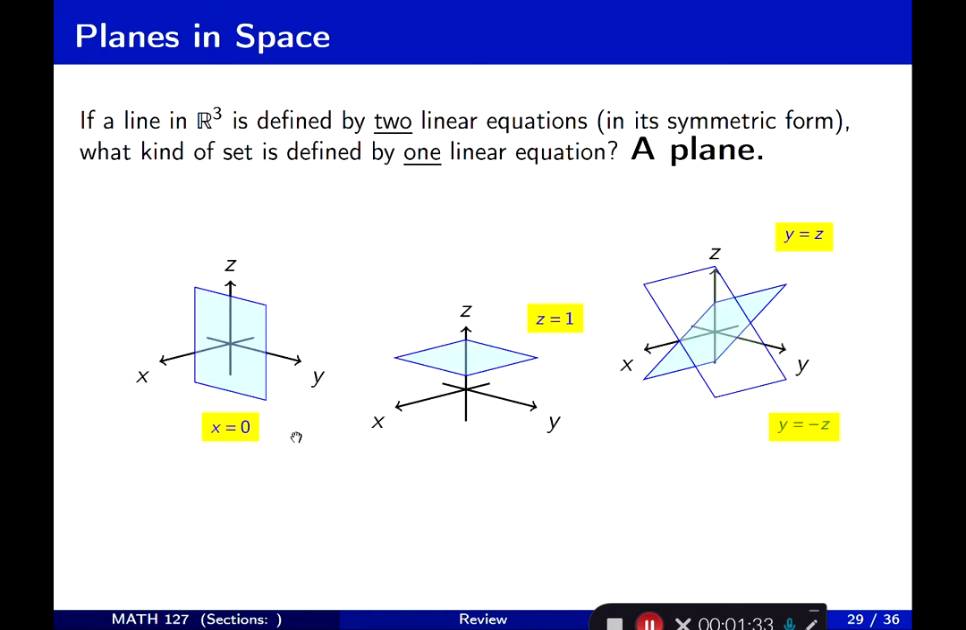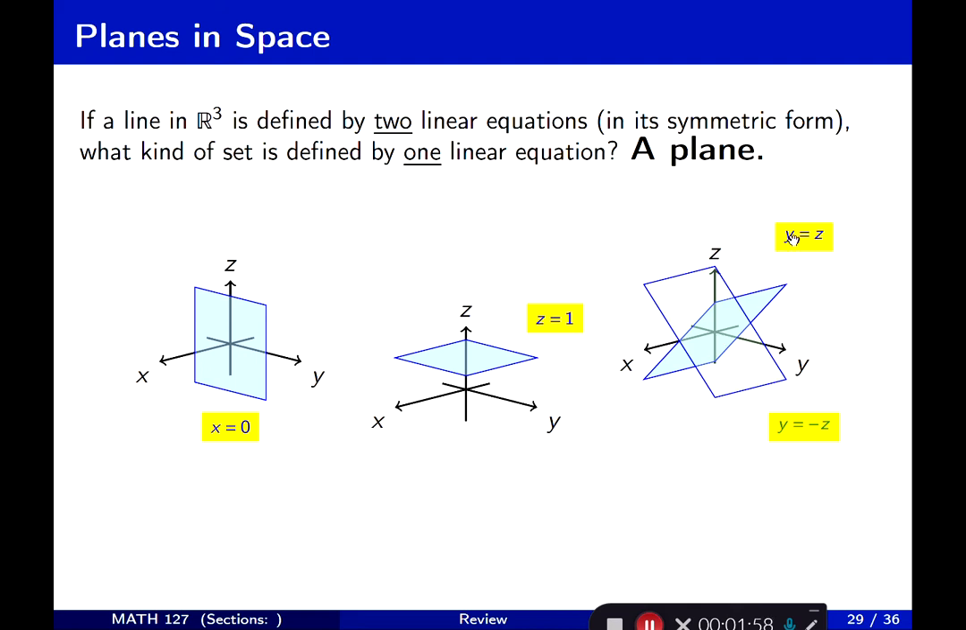So here are the examples. x equal to 0 is just, where is x equal to 0? All the values in the zy plane. See, x equal to 0 is just the zy plane. What is z equal to 1? z equal to 1 is the plane parallel to the xy plane.